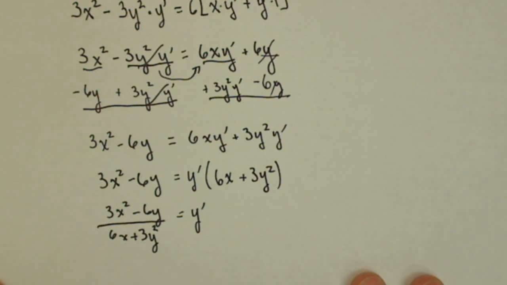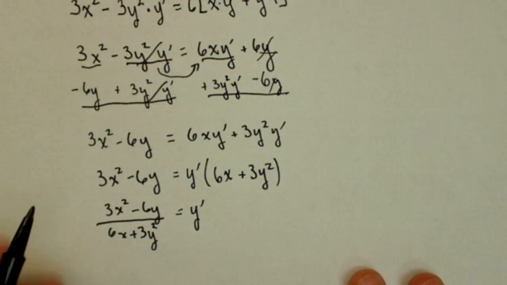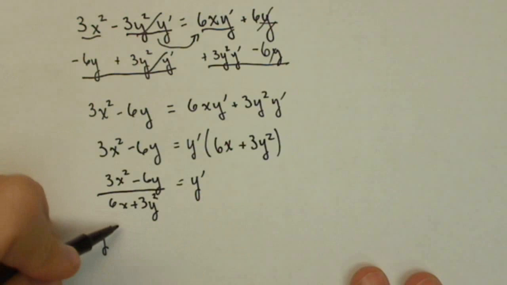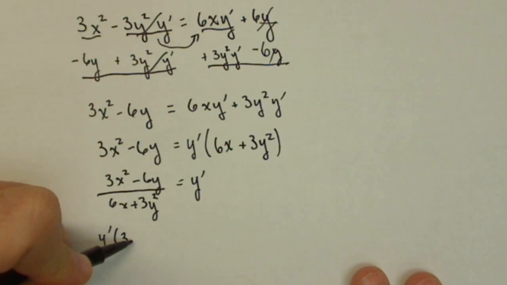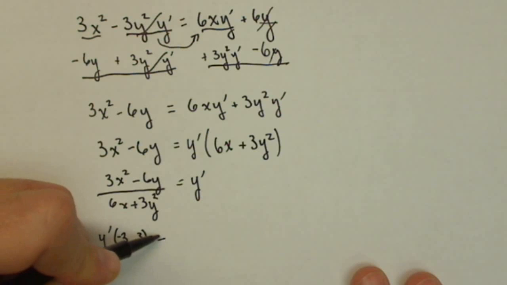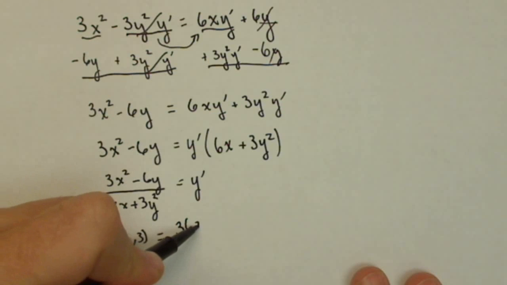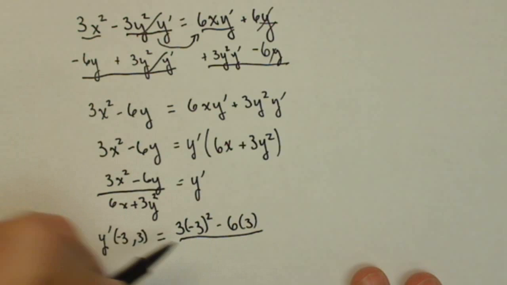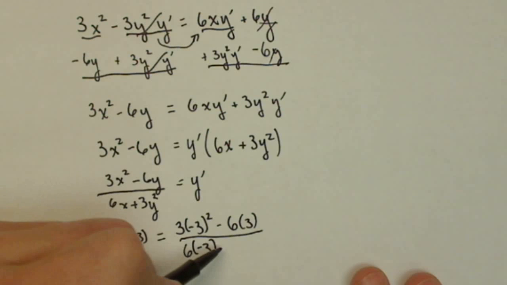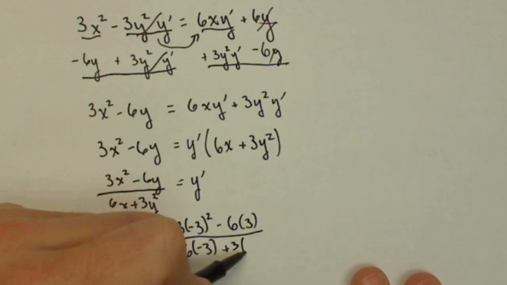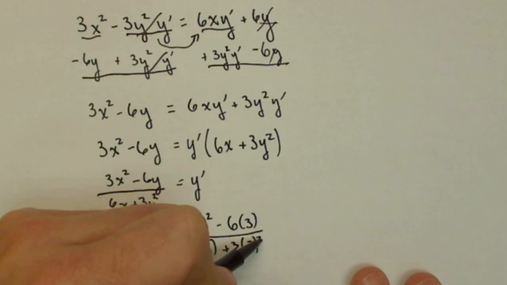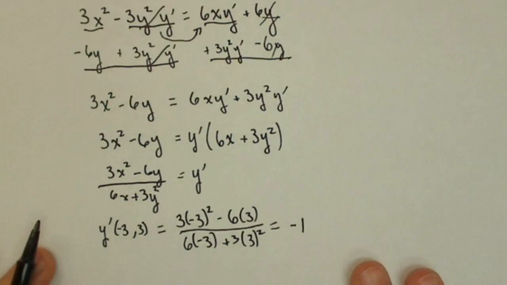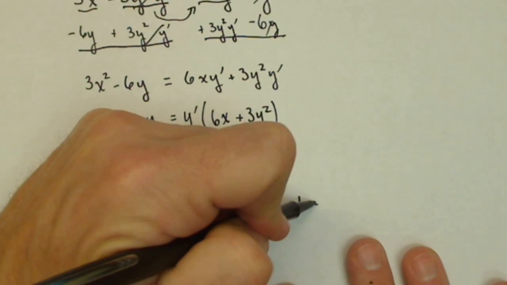Now, what we're going to do is evaluate y prime to get the derivative at the point (-3, 3). So we're going to plug in negative 3 for x, positive 3 for y, and we're going to do that again on the bottom. 3 times that 3 squared. And all done, we're going to have negative 1. So that's the slope of the tangent line.